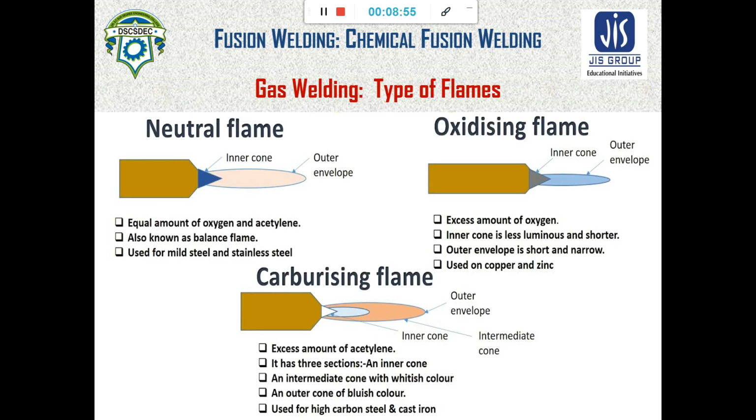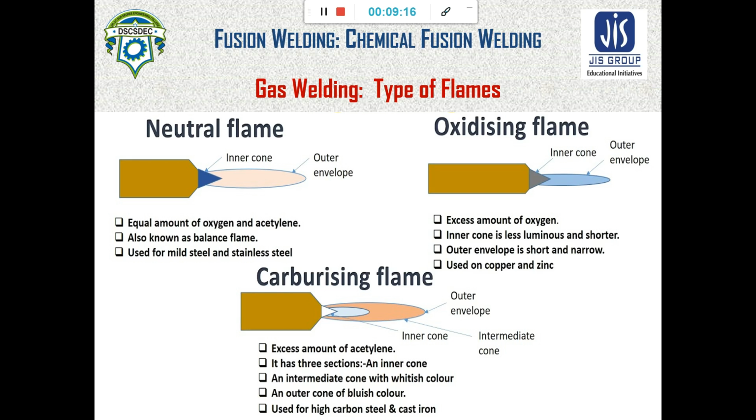Now there are three types of flames. First one is neutral flame. In that, equal amounts of oxygen and acetylene, or equal amounts of oxygen and fuel, will be there. This is also known as balanced flame, and this is used for welding of mild steel and stainless steel.